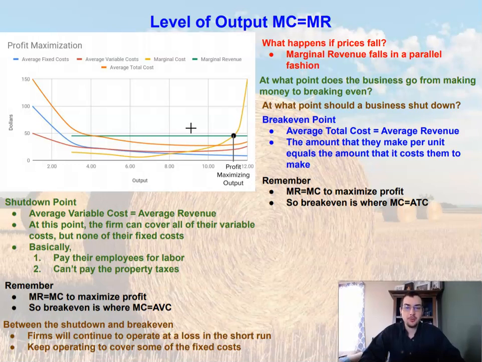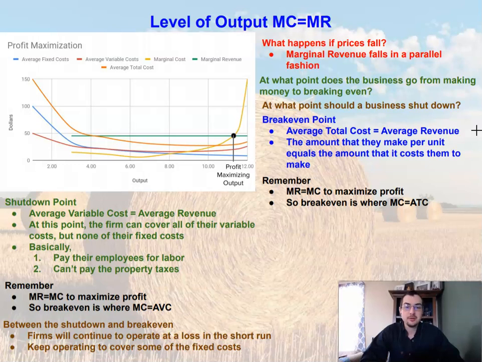We're going to identify a couple of key points on this graph that talk about the break-even point. So the break-even point is the point where the average total cost equals the average revenue. That makes sense. The average revenue is the revenue that you receive per unit. The total cost is the total cost per unit of output. So average revenue, what is the price you're receiving per unit of output? Total cost is what it's costing you to produce per unit of output.